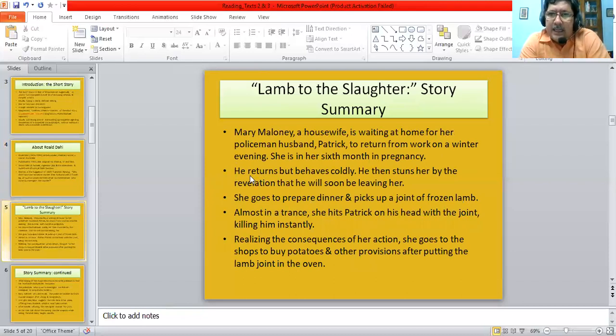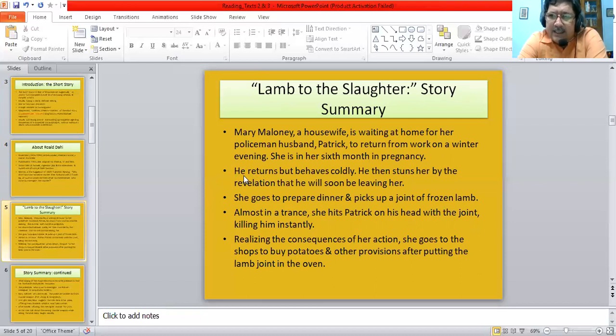Okay, the summary of the story first. Lamb to the Slaughter. Mary Maloney, a housewife, is waiting at home for her policeman husband, Patrick, to come back from work on a winter evening. She is in the sixth month of her pregnancy. Mary is a fairly ordinary housewife. She takes care of her husband and she looks after the house pretty well.